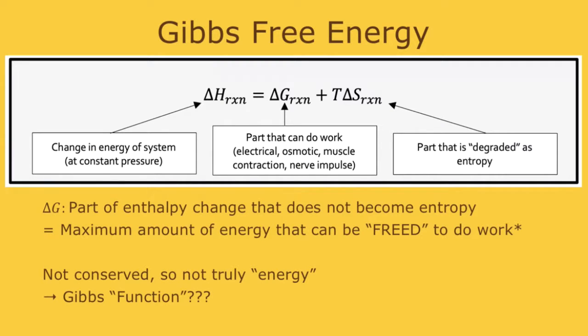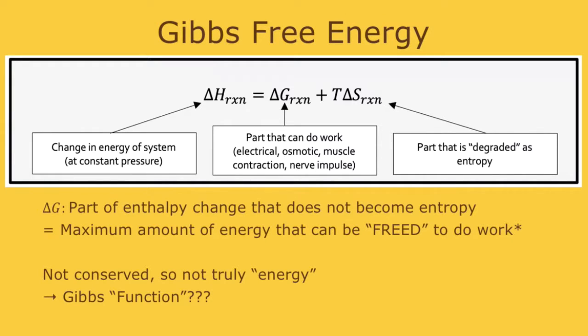So this is key. What is this delta G business? Well, delta G is the part of the enthalpy change that does not become entropy. So if we rearrange our equation, before we had delta G equals delta H minus T delta S. Well, if we add T delta S to both sides of the equation, now we can have delta H, the enthalpy change of the reaction. Part of it is delta G and part of it is T delta S. T delta S is the part that's degraded as entropy. This is the energy that just goes out and diffuses into the universe, the energy that's spread out.